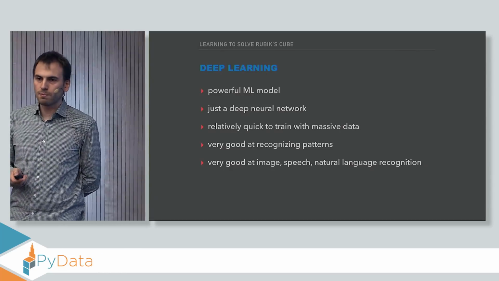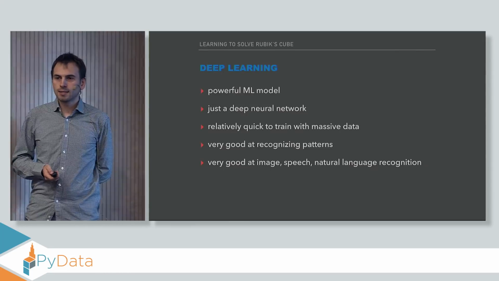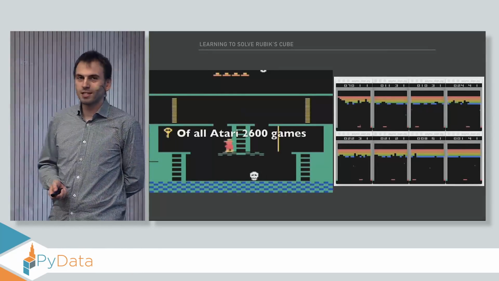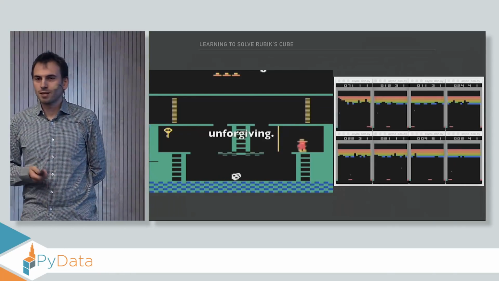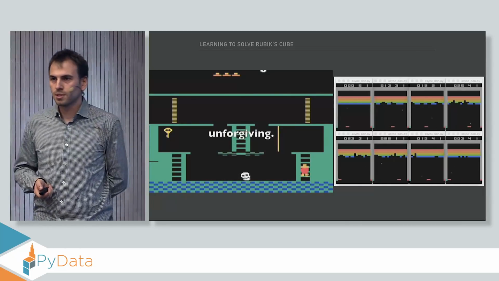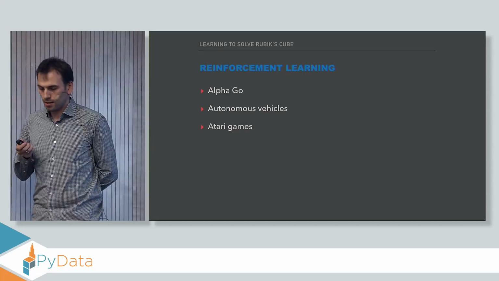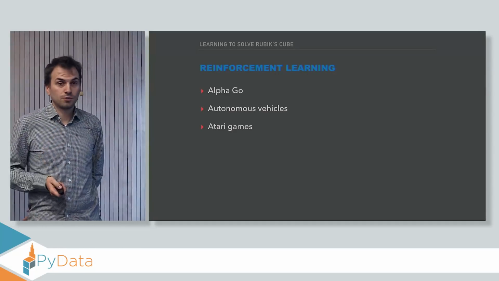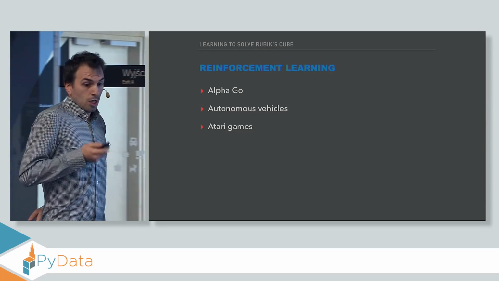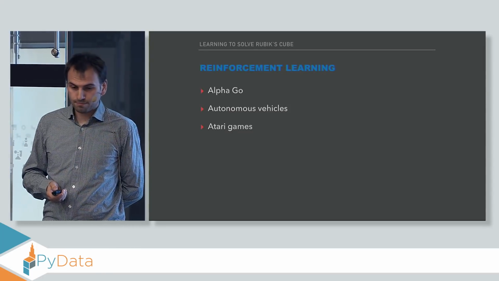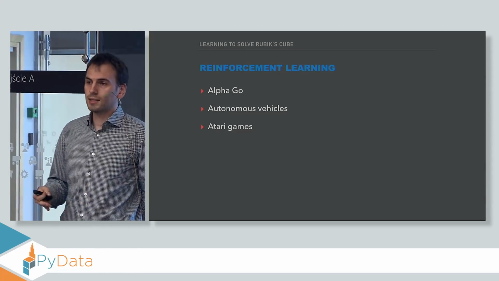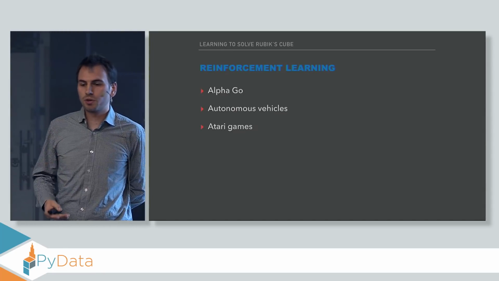So I want to talk more about reinforcement learning. And you know what reinforcement learning is famous for, right? It's the Atari games played by the computer. There are also some other examples, like AlphaGo, autonomous vehicles, or games, of course. So in reinforcement learning, we teach machines how to act by trial and error.